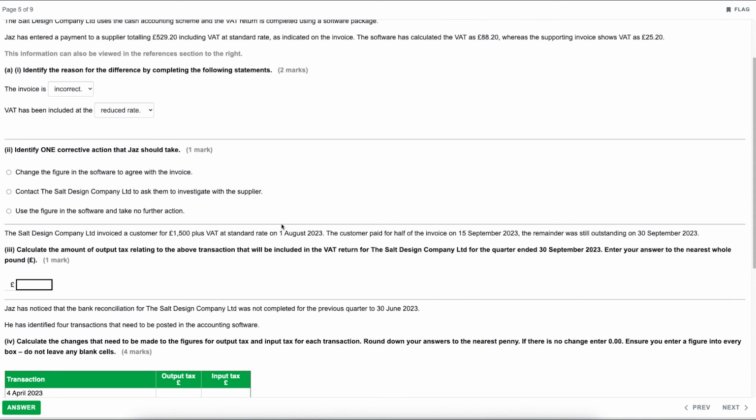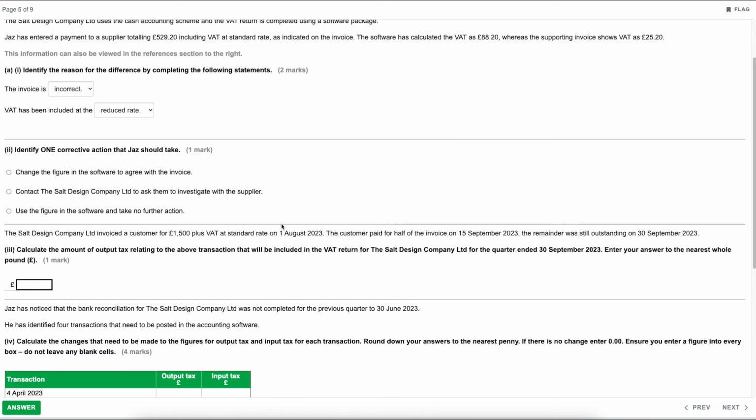So the next part states the Salt Design Company Limited invoiced a customer for £1,500 plus VAT at a standard rate on the 1st of August 2023. The customer paid for half of the invoice on the 15th of September 2023. The remainder was still outstanding on the 30th of September 2023. Part 3. Calculate the amount of output tax relating to the above transaction that will be included in the VAT return for the Salt Design Company Limited for the quarter ended the 30th of September 2023. Enter your answer to the nearest whole pound.